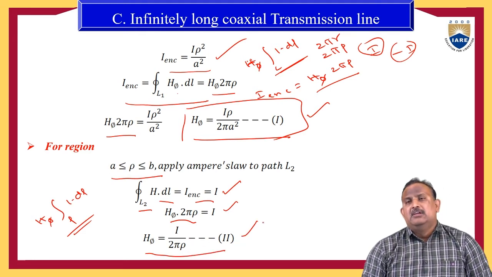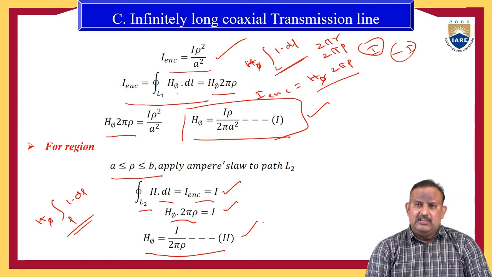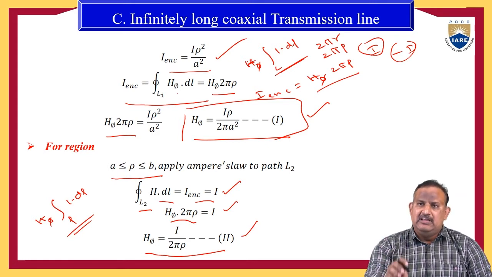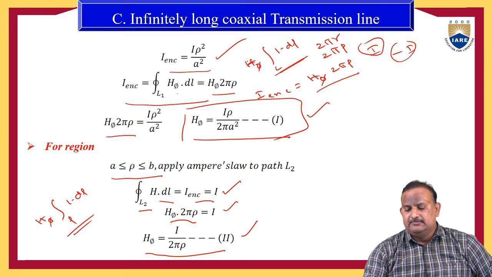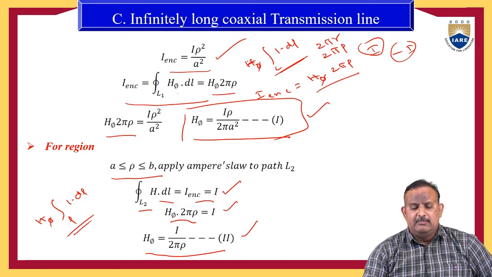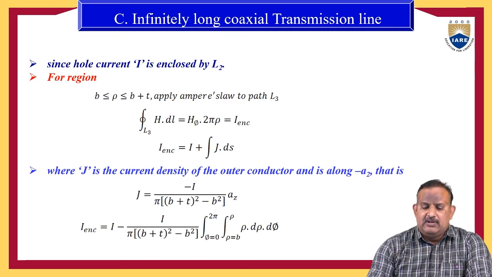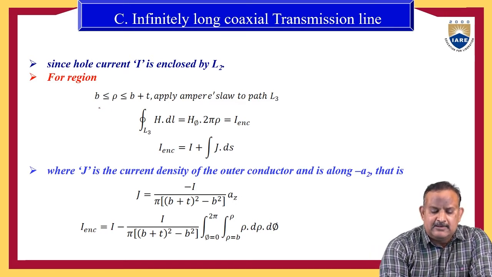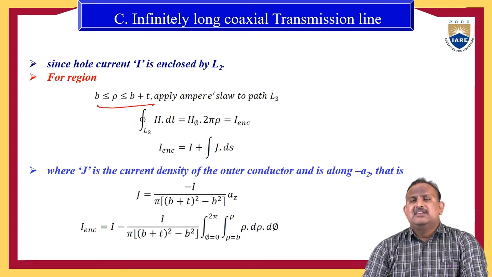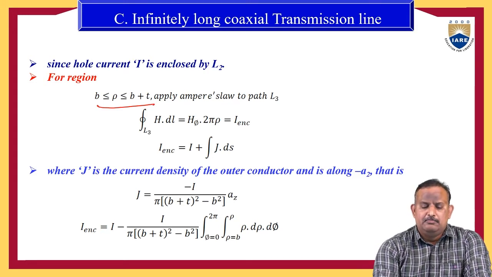It is simple to find the magnetic field intensity directly, because we have applied a current of I to the inner conductor. Now we'll find the magnetic field intensity for the third loop. Here the limits are b less than or equal to rho less than or equal to b plus t.